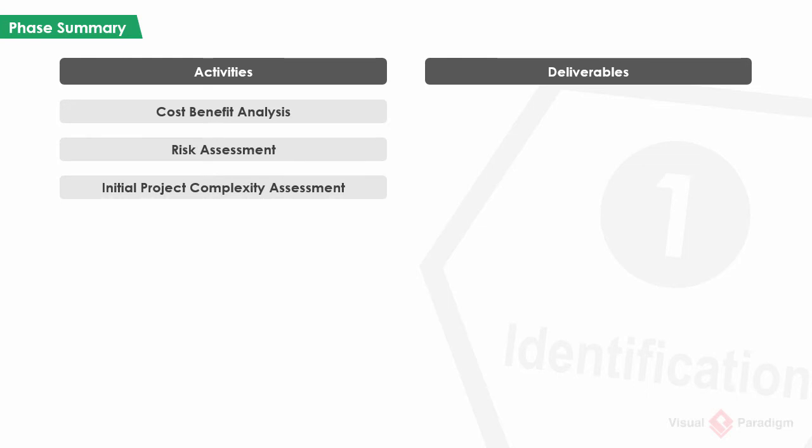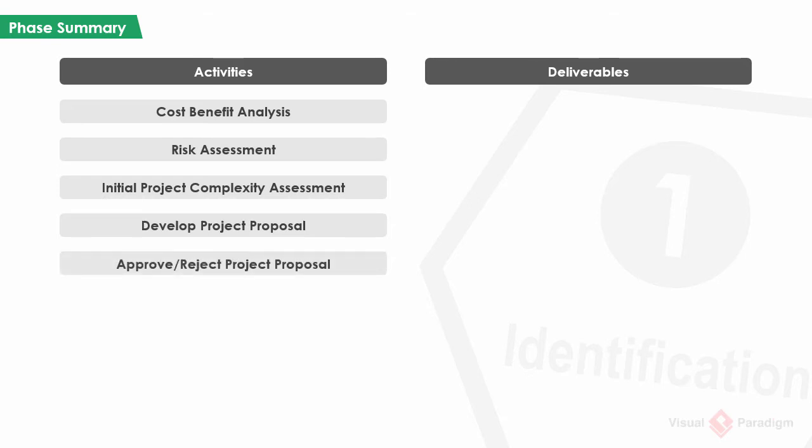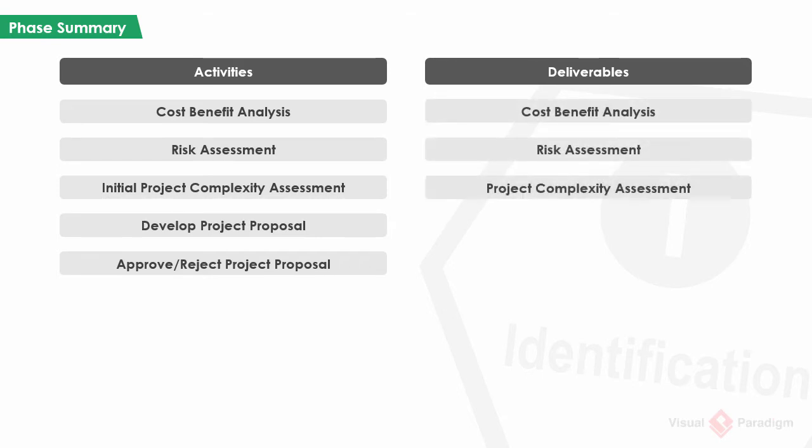Initial project complexity assessment, to determine the complexity of the project by answering a questionnaire. This process helps you understand not only the scale of the project but also the readiness of the team in conducting the project. We will go over it later on. Develop project proposal, which is an important document of this phase. Finally, the project sponsor approves or denies the project proposal. These are the deliverables output from these activities. Let's go through the activities now.